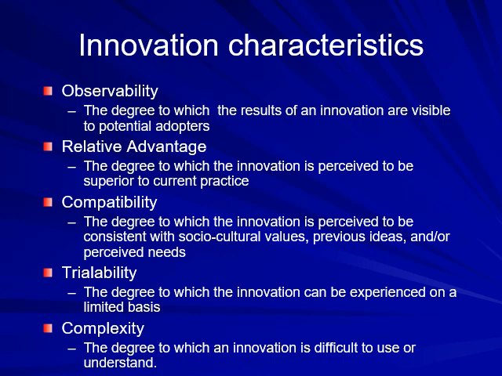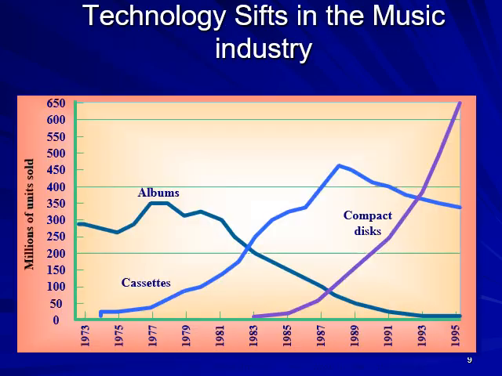And then we have triability, which is whether you can break down the product or service into smaller increments, and because of that, give it a shot before you actually buy it. I already talked about movies and trailers. It's just an example of this. And finally, we have complexity. The more complex the new product or service, the harder it is for consumers to understand where the value added is. And because of that, it's going to be less likely to be adopted in the market.